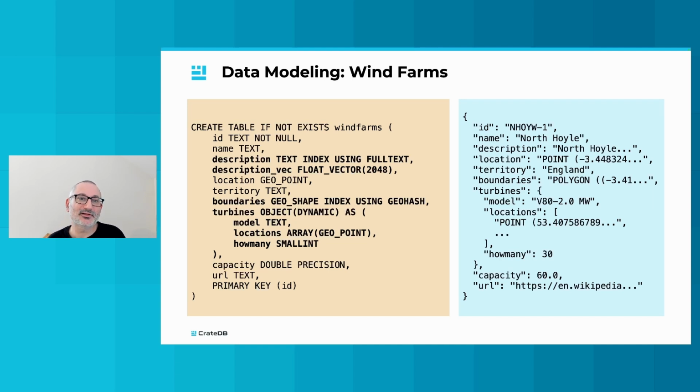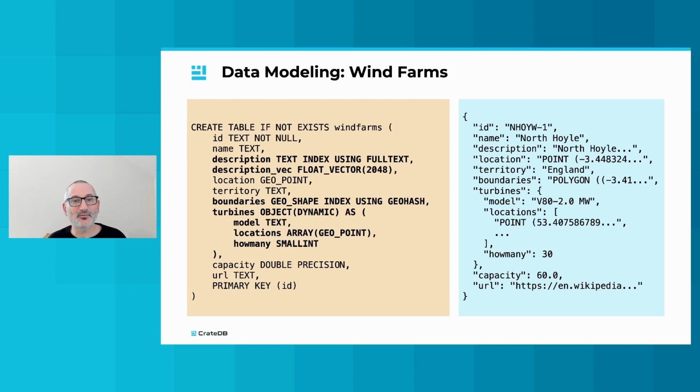How do we model this in CrateDB? So I've chosen to have a table for the wind farms, and we're going to create a table there with a pretty standard looking SQL statement. And we're going to model each of the things in the document on the right in the table schema on the left. So I won't go through all of these, but we'll pick out a couple of interesting ones.